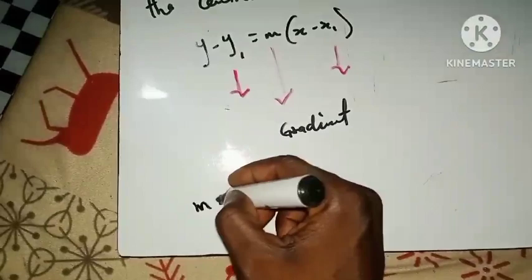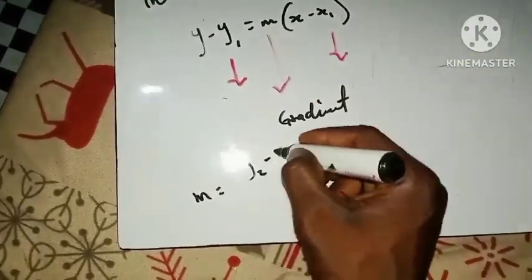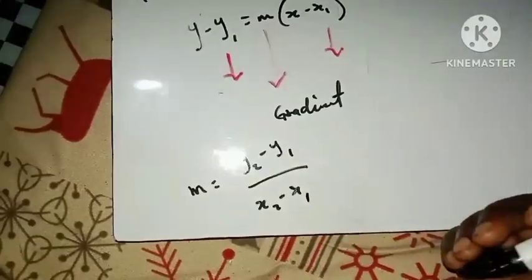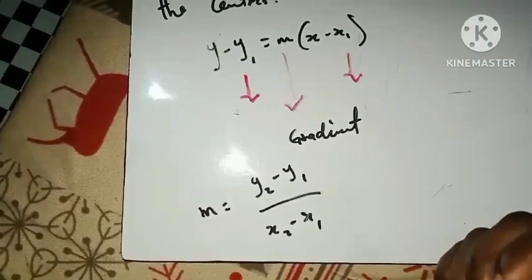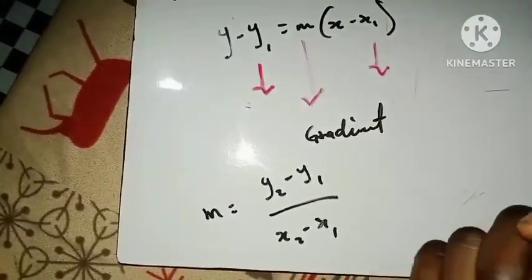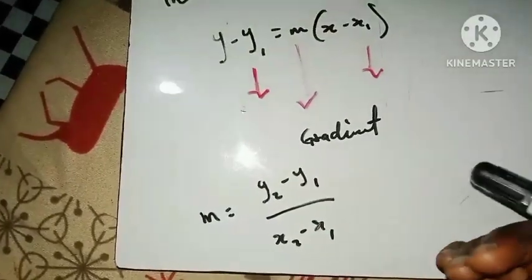By using the gradient definition, we use m to be the gradient, that is y2 minus y1 divided by x2 minus x1. Mathematics is all about what to use and how to use it. With a little bit of thinking, then you are there. Okay, perfect. So these are the definitions of the gradient.